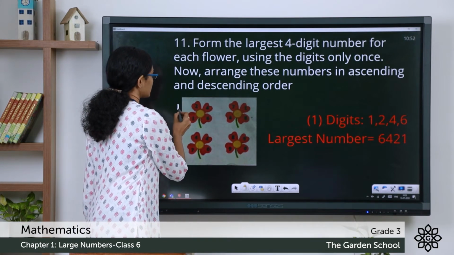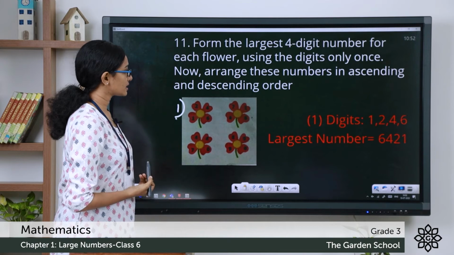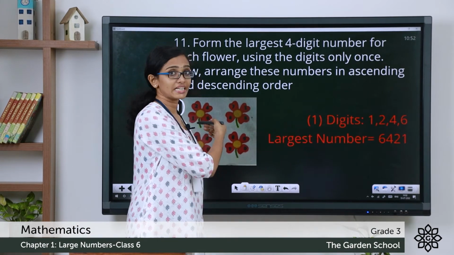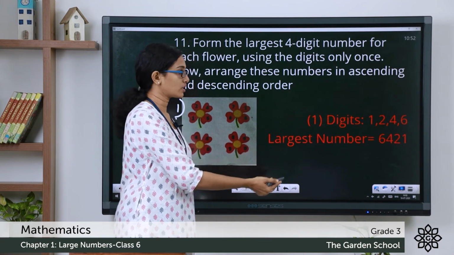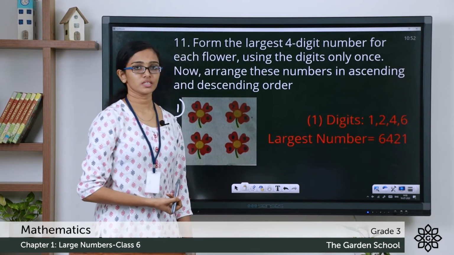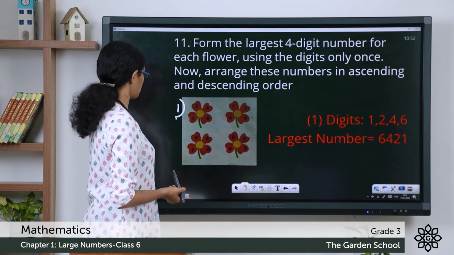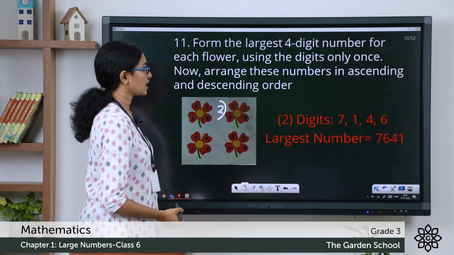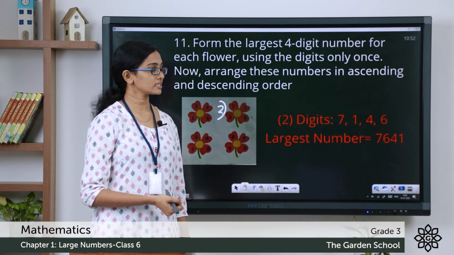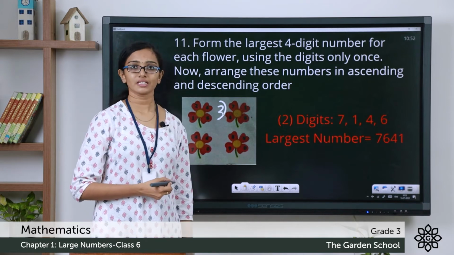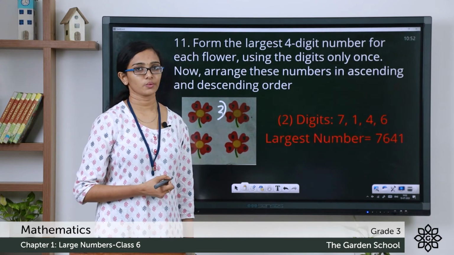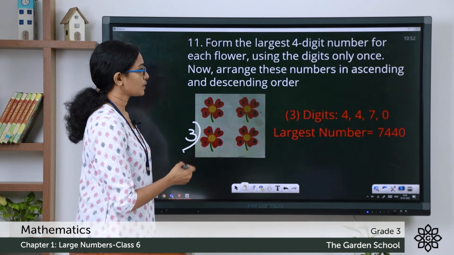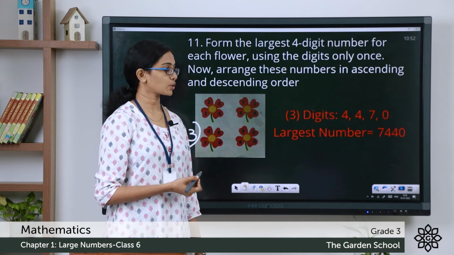Let this one be the first flower. Here the digits given are 1, 2, 4 and 6. So the largest possible number is arranging these digits in descending order. That will give you the answer 6421. Now the next flower. Here the digits are 7, 1, 4 and 6, which will give you the largest possible number as 7641. Now the third flower, the digits here are 4, 4, 7 and 0.